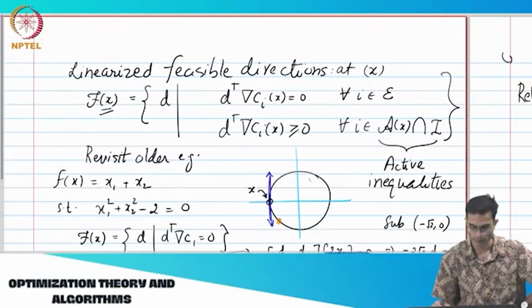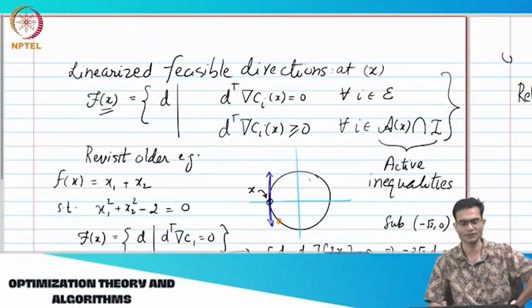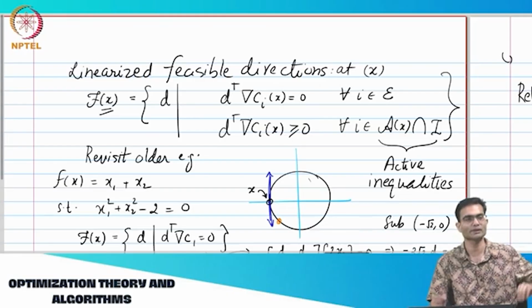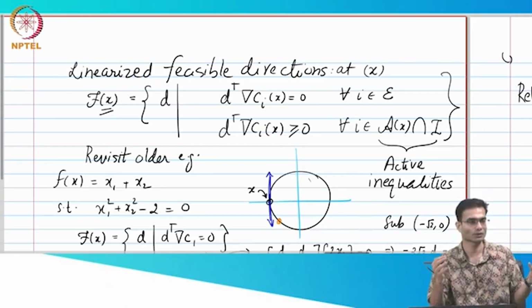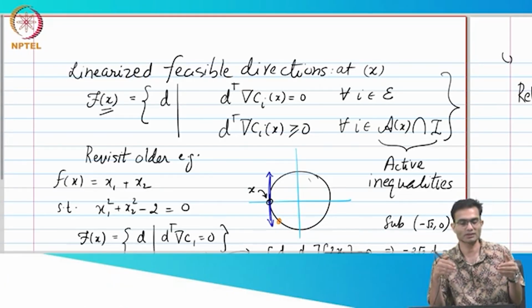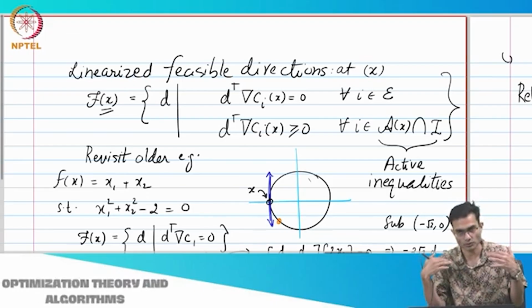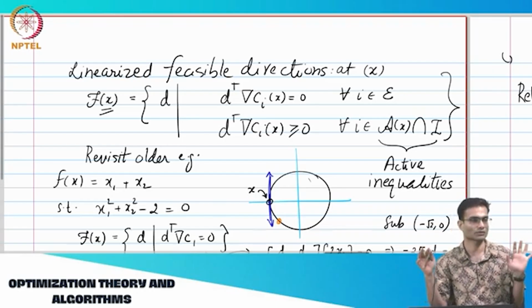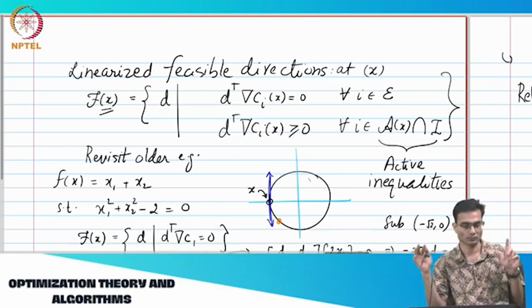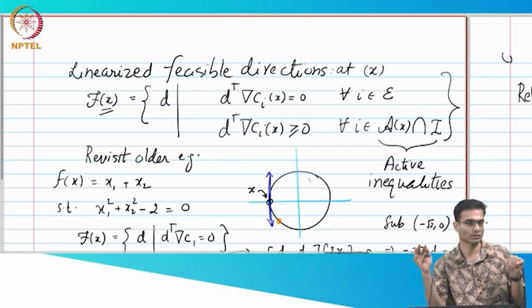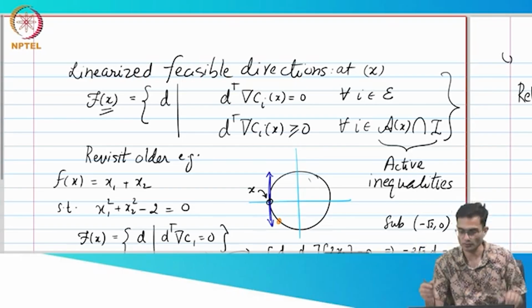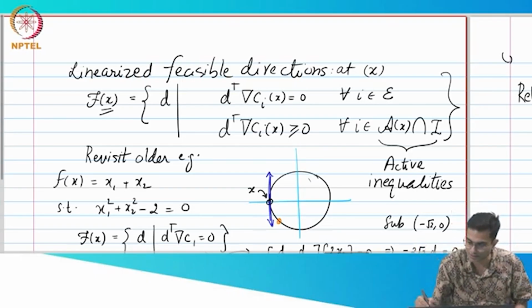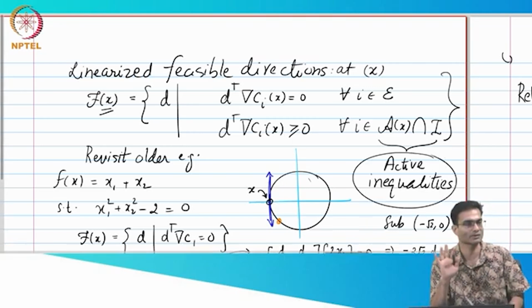Okay. So this definition of linearized feasible directions is simply formalizing what we already knew, which is: what are the directions in which I can go so that I remain in the feasible set. That's all. That's for equality constraints. Second one, forget this math that I've written there. You can just say active inequalities. Do you understand that?